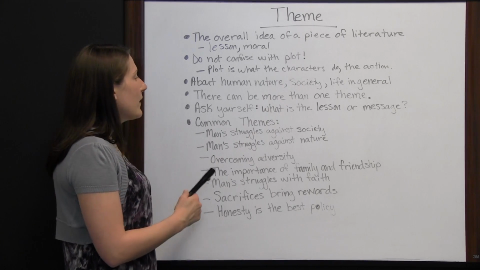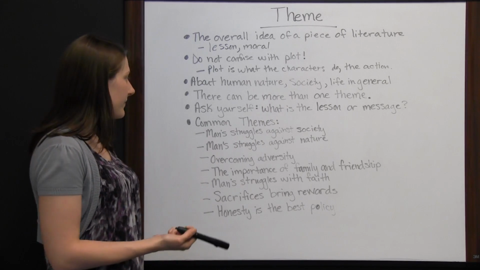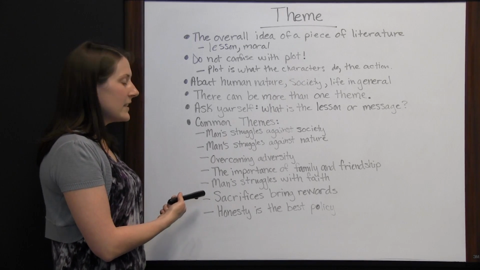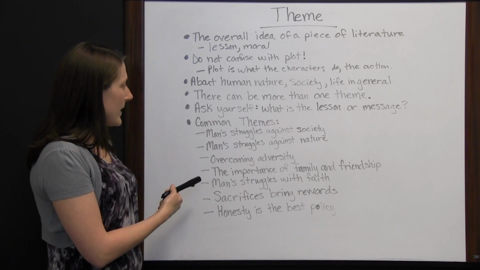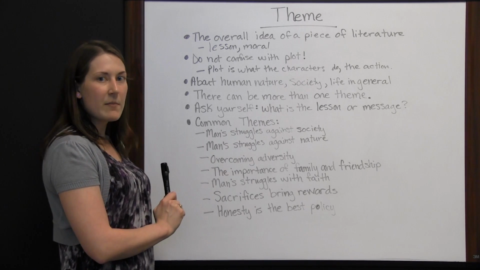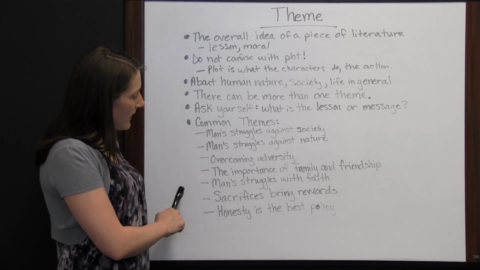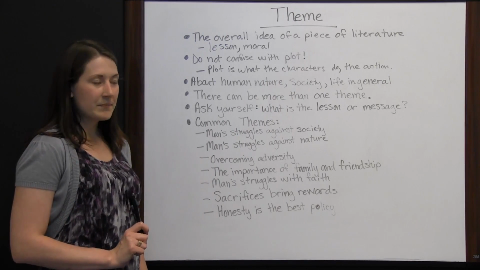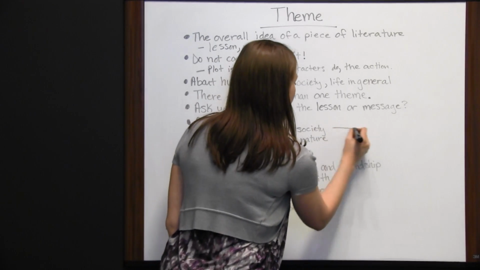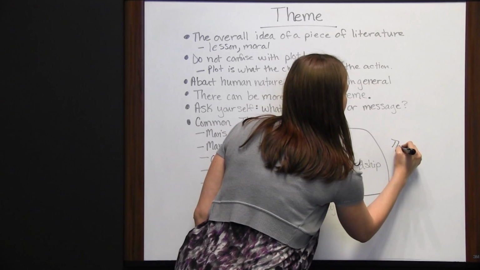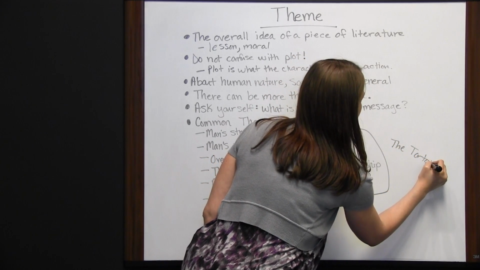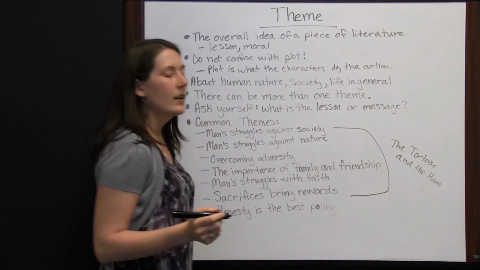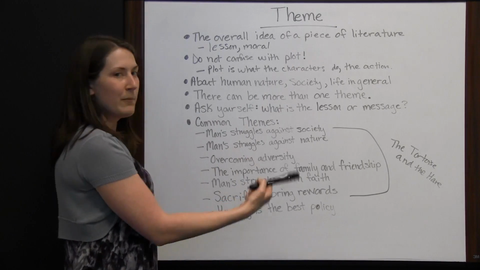Some questions to ask yourself are, what is the lesson or message? And some common themes are, man struggles against society, man struggles against nature, overcoming adversity, the importance of family and friendship, man struggles with faith, sacrifices bring rewards, and honesty is the best policy. So for all of these, I want us to look at the story of the tortoise and the hare from Aesop's Fables. And this shows you that there can definitely be more than one theme for one story.